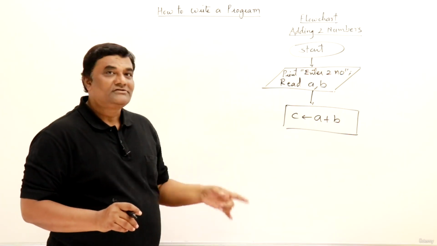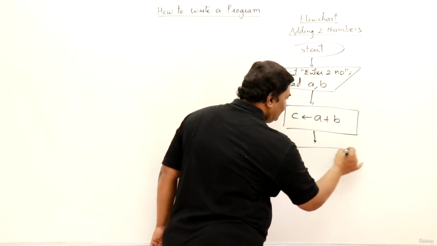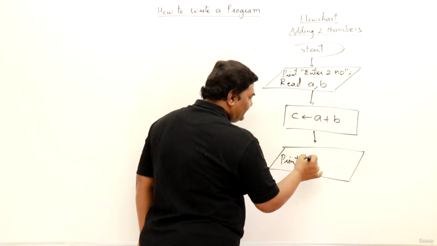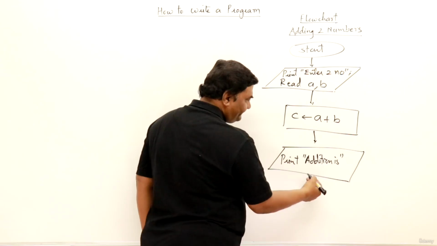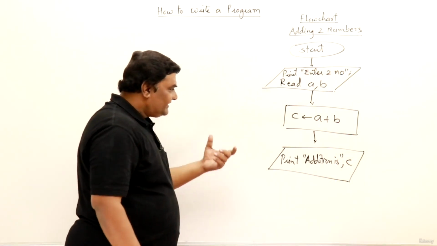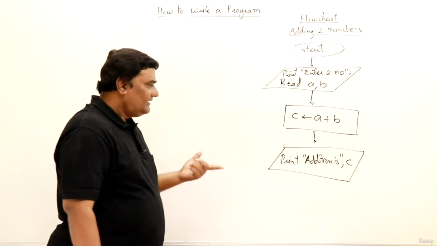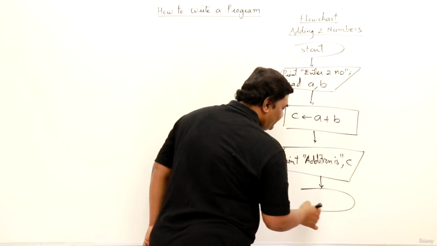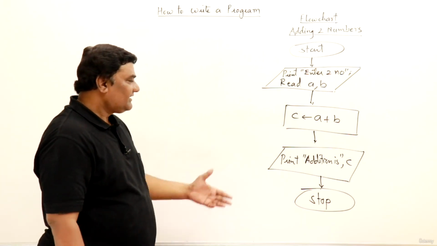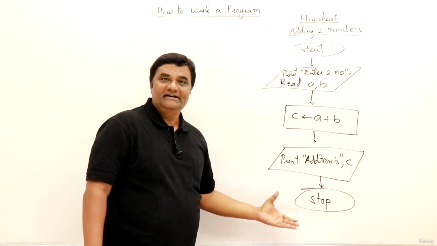So that is output. So for output, again a parallelogram. So I will draw a parallelogram and give an output here. So here I will say print "addition is" in quotes. This is in quotes because it's a message, then comma C. So it will be saying addition is, then the result, whatever the result is, that is there in C. Then next is the end of this procedure. So this is stop. So for that, an oval or ellipse is the shape we use. So start and take input, process, give output, and end.